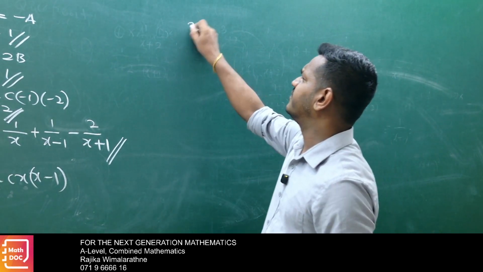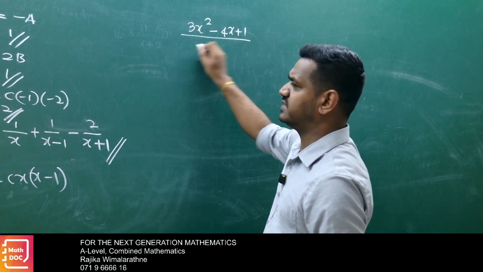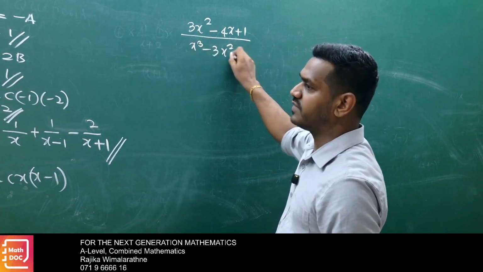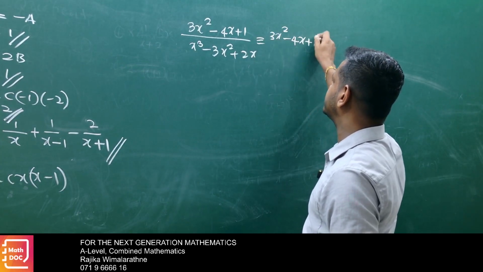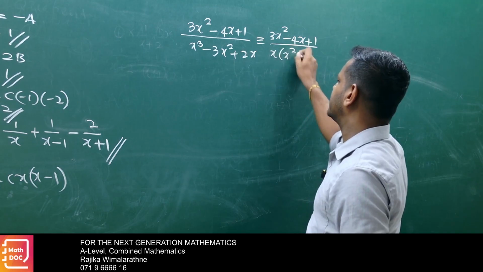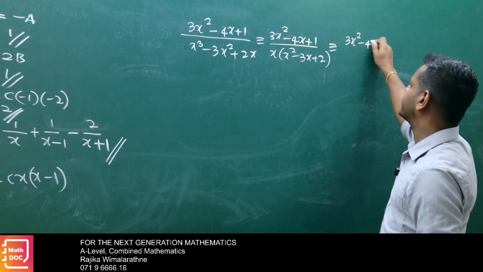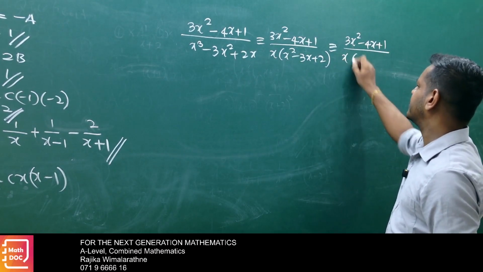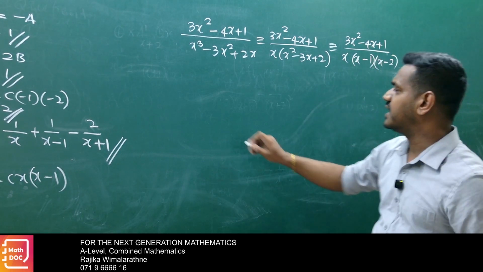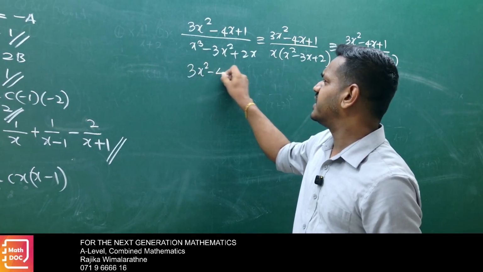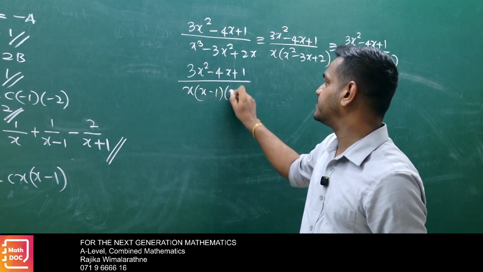3x squared minus 4x plus 1 over x cubed minus 3x squared plus 2x. In the denominator, take x outside: x squared minus 3x plus 2. Here, factorize. Then we have 3x squared minus 4x plus 1 over x times (x minus 1)(x minus 2).